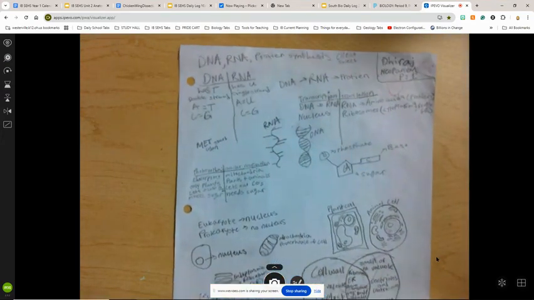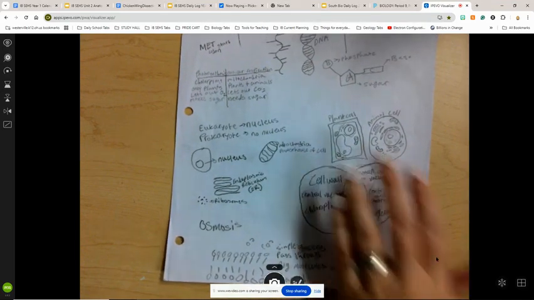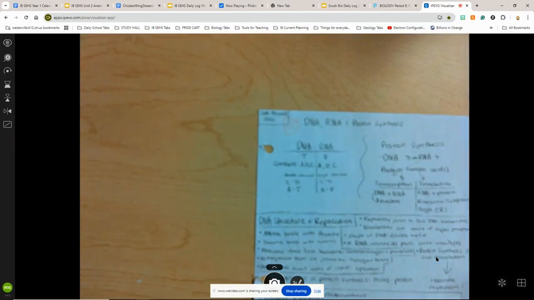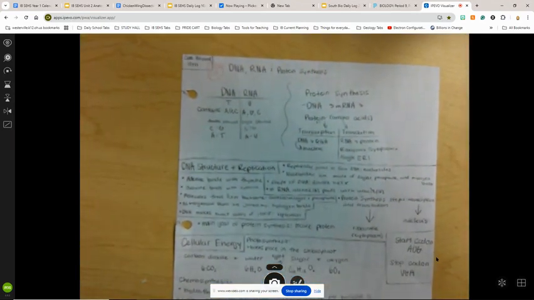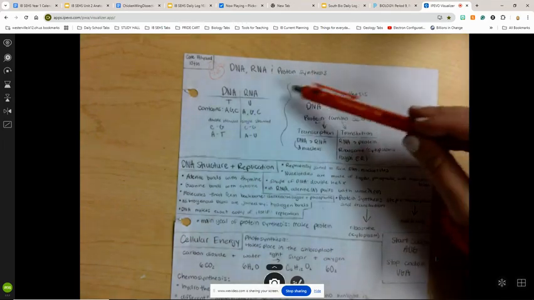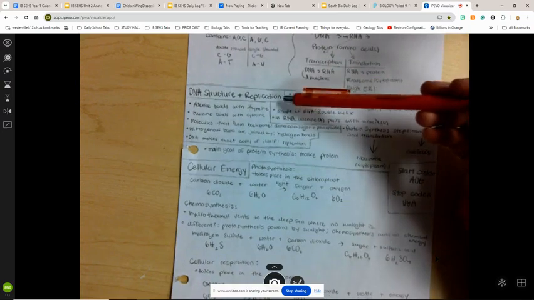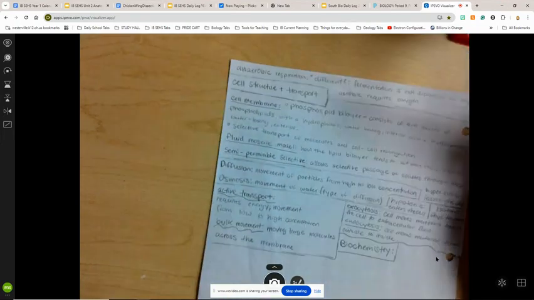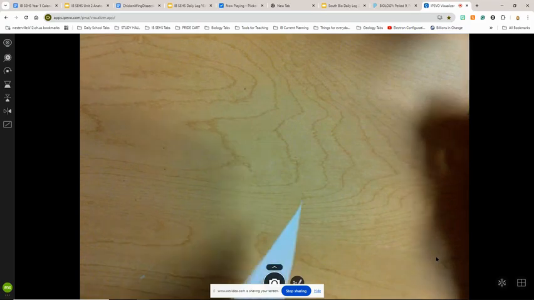This one, they did a lot of drawings to help them. They did some Venn diagrams. They drew the cells. They showed some cycles. And lastly, this one, they broke it down. They started with DNA and protein synthesis, which is the last thing we did. They did DNA structure. They did cell energy, and they got through some other parts, diffusion and things like that.